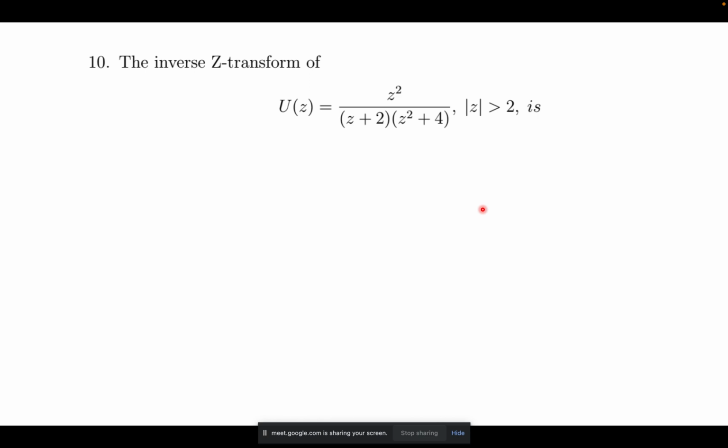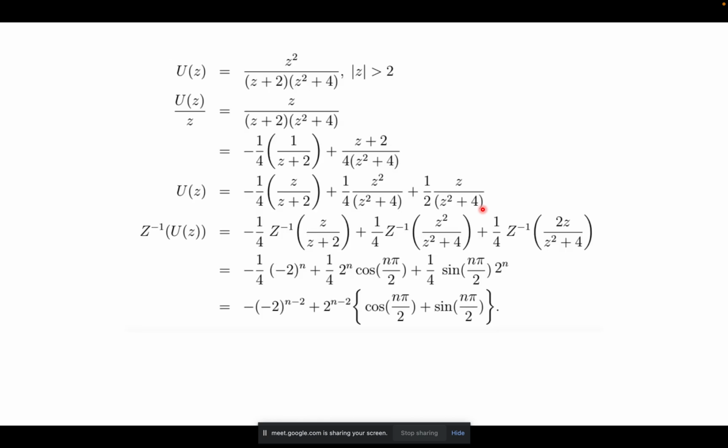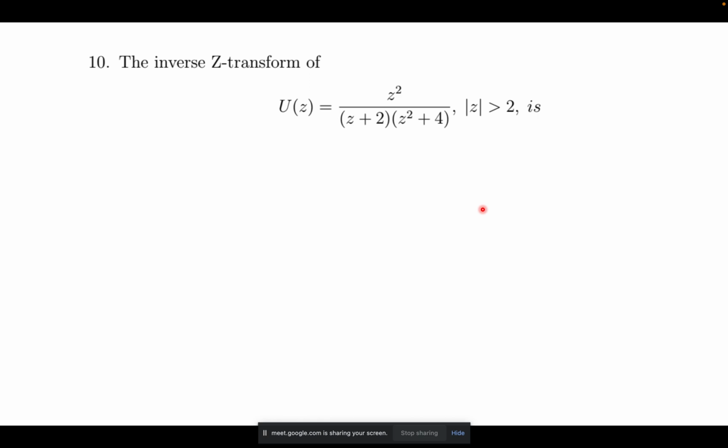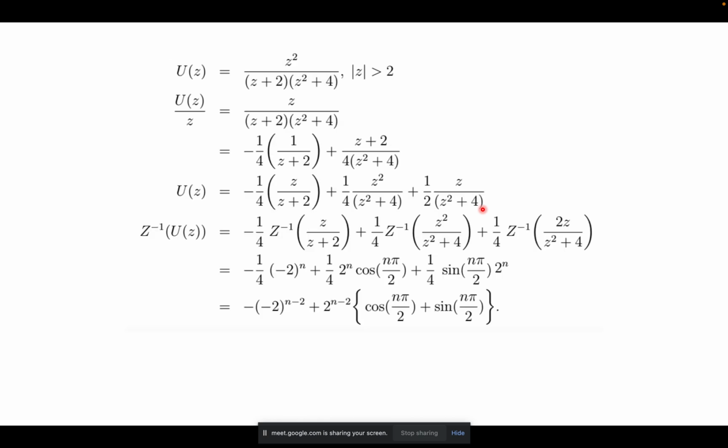Okay, so let's move on to the last question for this problem set, and then it will be the end of this problem set. Again, you are given some function U(z), which is given by z square upon (z plus 2) upon (z square plus 4), right? And you need to calculate the inverse Z transform of this. Okay, so let's see how to solve this problem. In class you have studied how to calculate the inverse Z transform by writing U(z) in terms of partial fractions, right? So this we will use here.